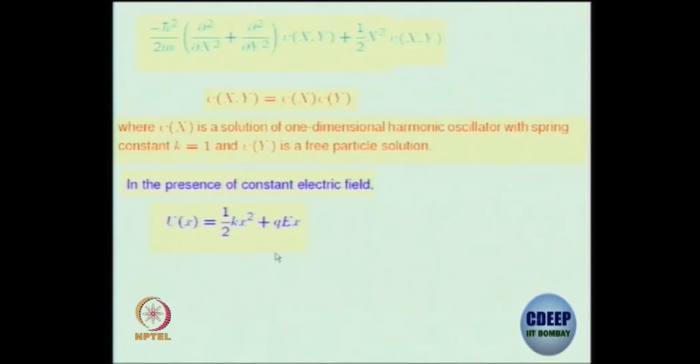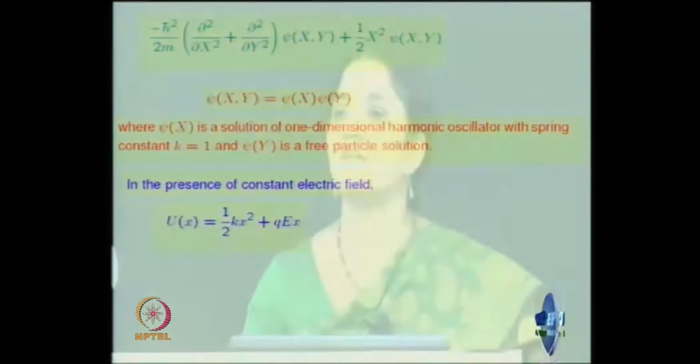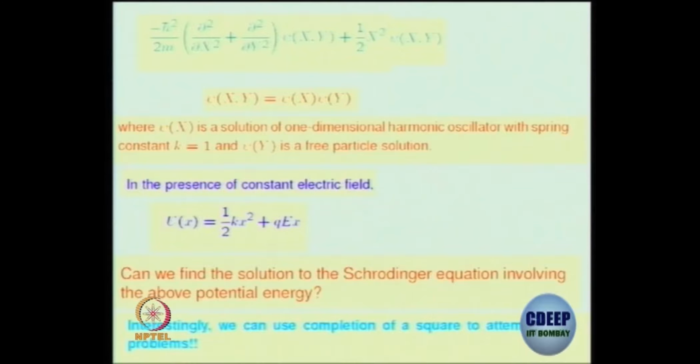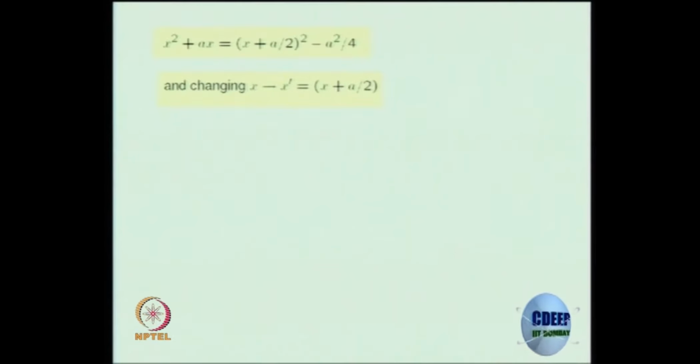How will you solve this? So, you try to see whether you can redefine again another coordinate such that it can become your familiar potential. So, you complete the squares to attempt such problems. How do I do this? If you have x squared plus ax, it's the same as shifting your x and then subtracting a constant. Shift your x and subtract the constant.